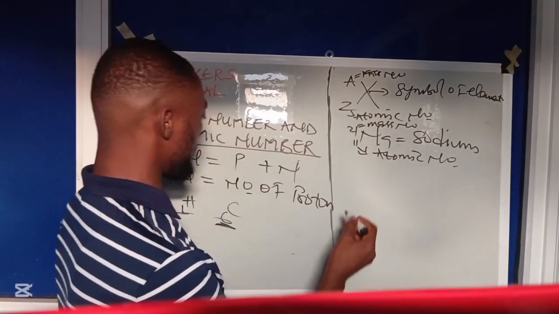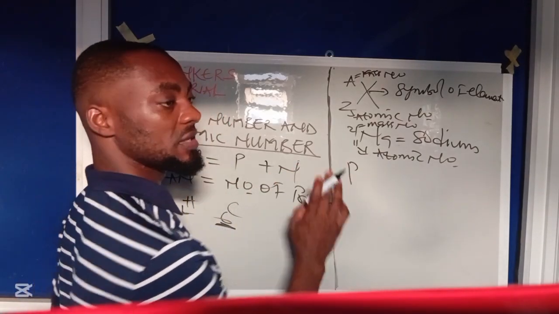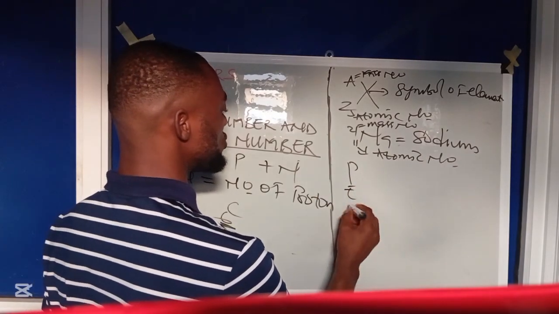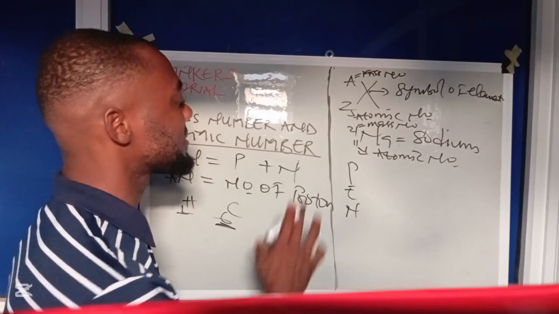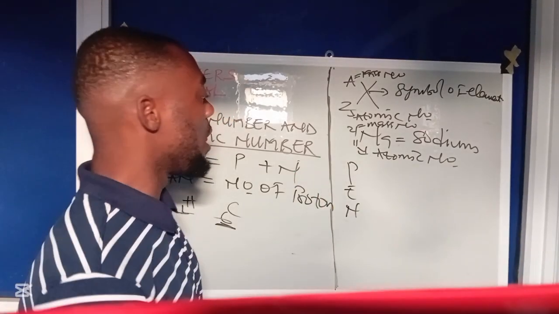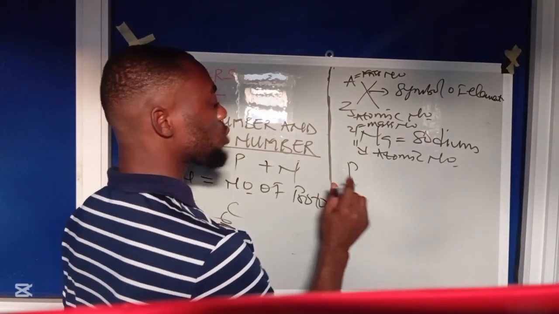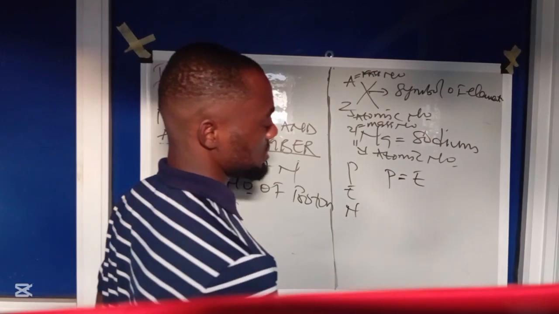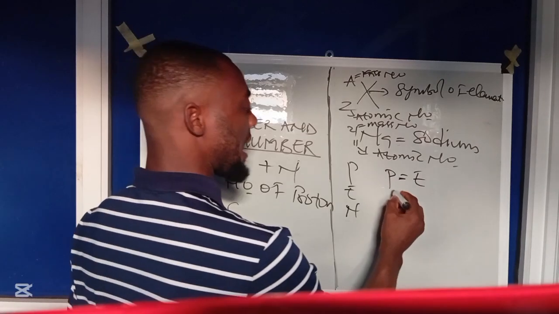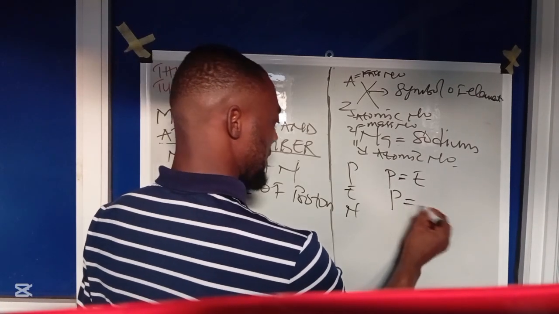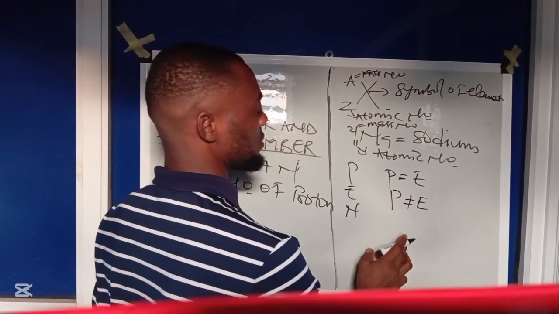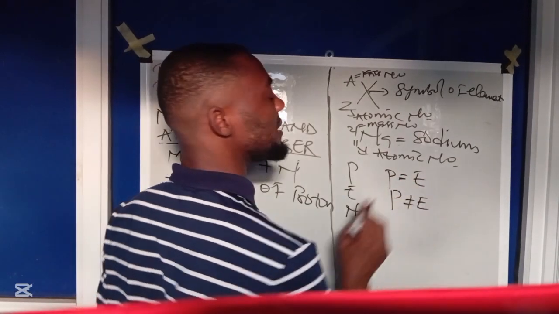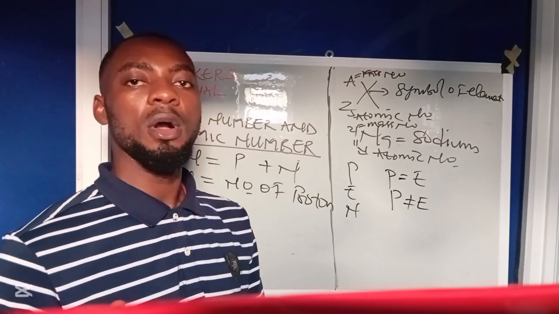Then we have what we call proton. Proton is positively charged, while electron is negatively charged. Neutron has no charge, it is nil charge. These are the charges you can get in an atom of an element. Of course, proton is always equal to electron. But in some cases, they are not the same. There are some cases where proton cannot be equal to electron. Here, proton is equal to electron when the element is in atomic or zero state.